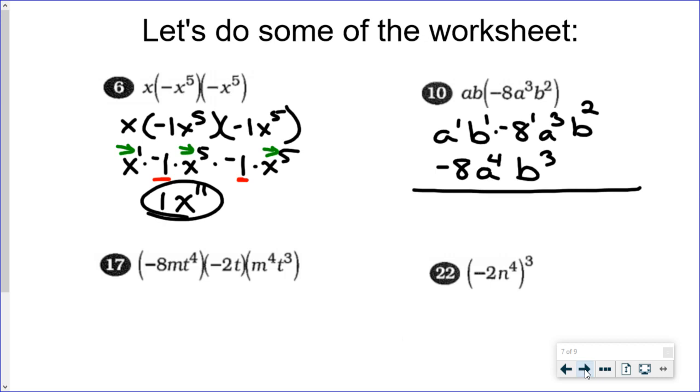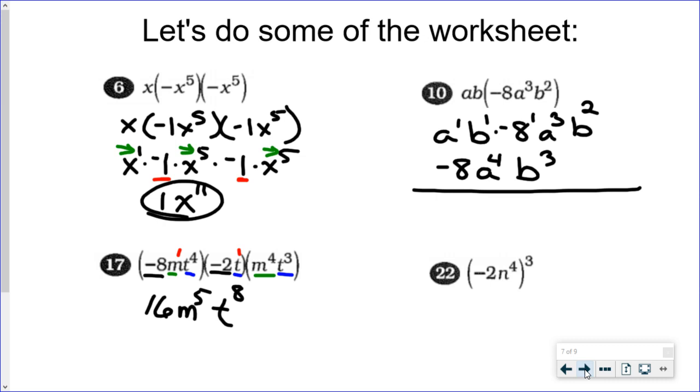Now, down here, if you're good at not writing it out, just remember anywhere you see a variable and not an exponent, that means 1. So we're going to start with -8 times -2, which is a positive 16. Now look at m. We have m to the power of 1 plus 4 is m to the power of 5. And then t's, we have t to the 4th, t to the 1, t to the 3. So that gives me t to the 8th. 4 plus 1 is 5. Then plus 3 is 8.